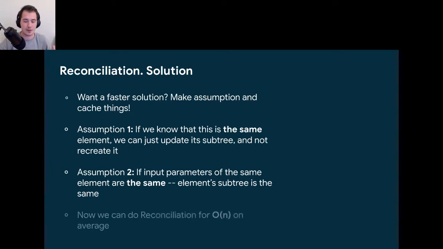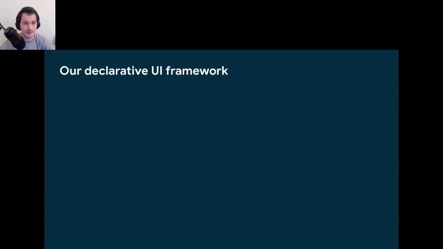So we can cache this whole stuff and produce the set of operations in linear time, which is way faster than cubic, right? And it's actually proven to be good enough in many frameworks and in Jetpack Compose as well.